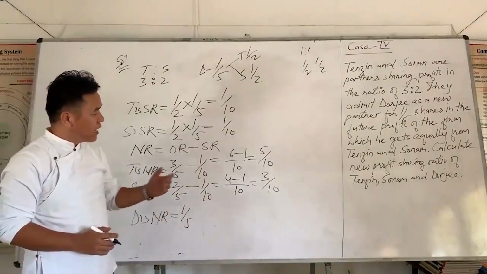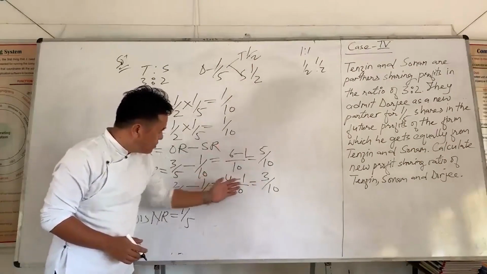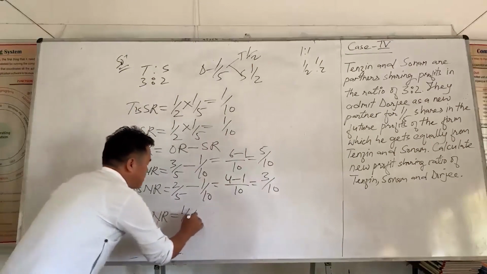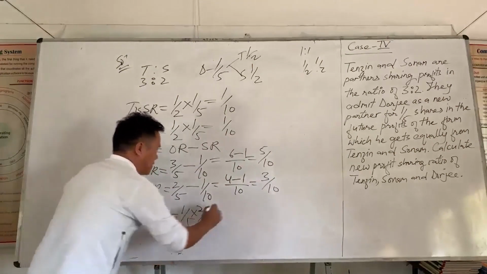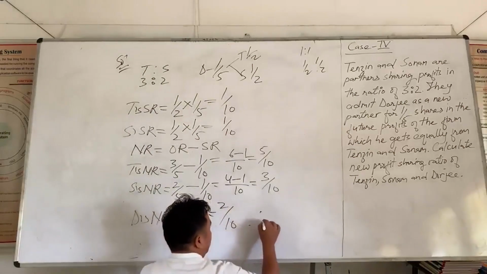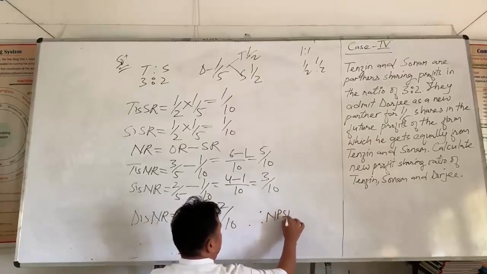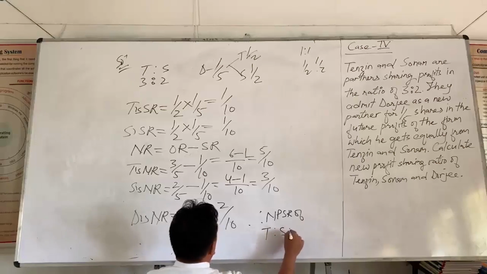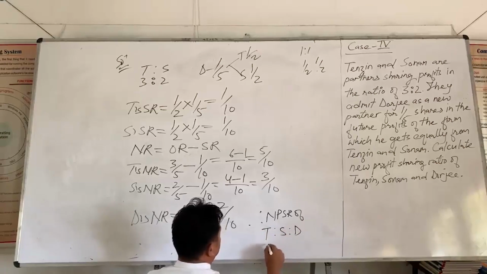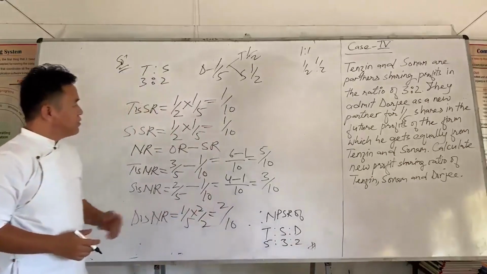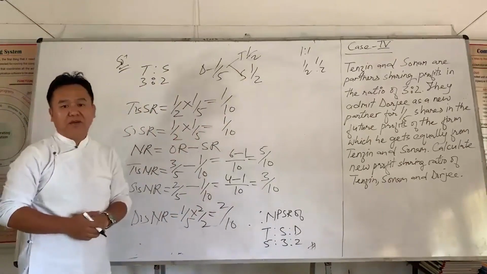So here we are finding the new profit sharing ratio. In order to calculate the new profit sharing ratio, we have to convert this fraction into ratio. In order to convert this fraction into ratio, we have to make the denominator the same. So here we have to multiply 2/2. So how much do we get? 2/10. Is that clear for you? Therefore, the new profit sharing ratio of Tenzin, Sonam and Dorje is 5:3:2. So this is how we calculate the new profit sharing ratio regarding case number 4.